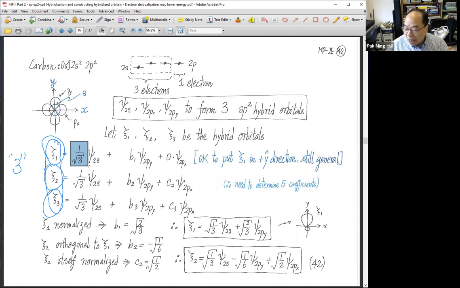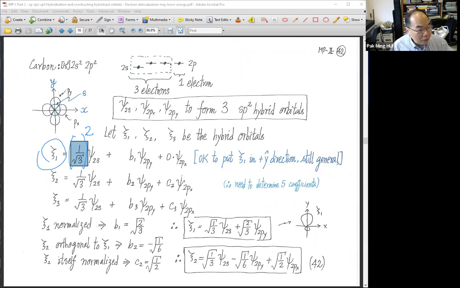Now, after you write it out, you can regard this thing squared as the probability of finding the electron in this C1 state to be in the 2s. And it is 1/3. Do you understand? So it is equally dividing itself. Okay, one question done.